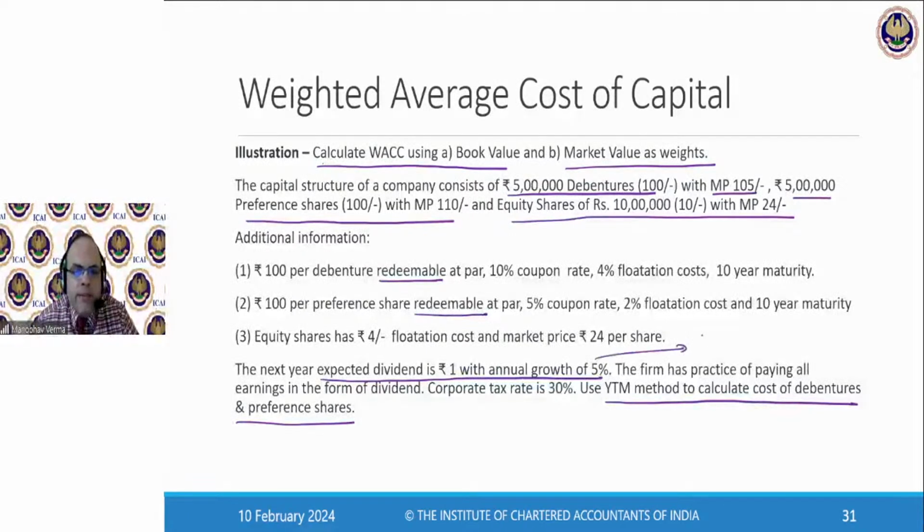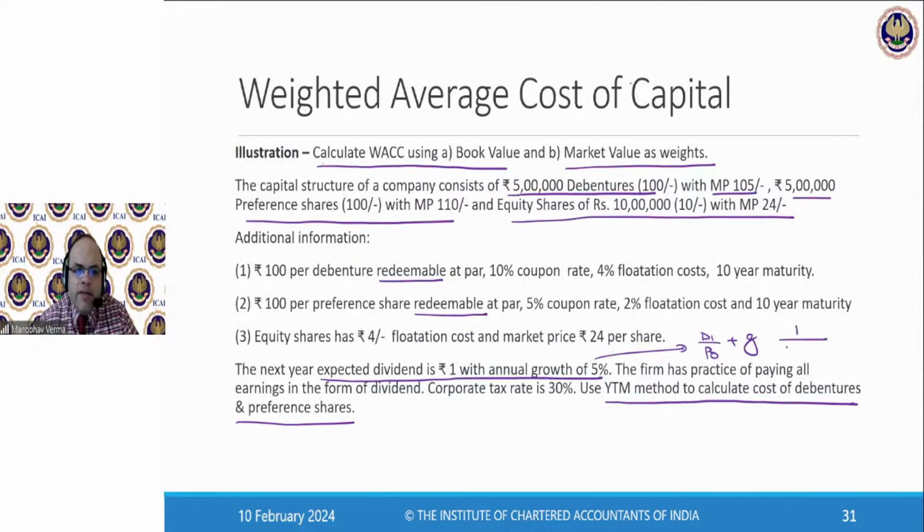Based on the information, I believe the formula we can use is D1 upon P0 plus g. I don't think this is a CAPM model question. D1 is given to us, or no? D1 seems to be given to us. It's 1.